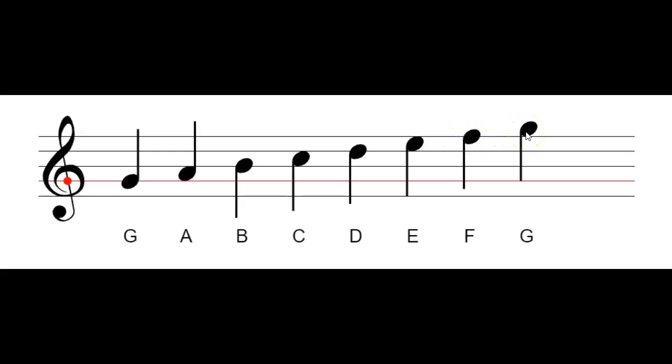Now in my class we have a sentence for the lines. Every good boy deserves food. And the spaces, what is below a G? An F. F, A, C, E. So you have to be able to say this alphabet to the front and also to the back. G, F, E, D, C, B, A, as I carry on.